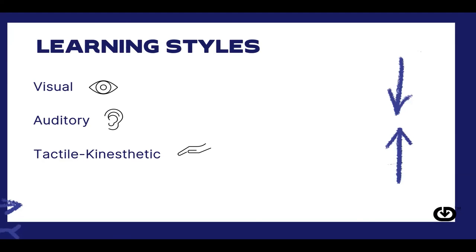Learning styles can be divided into visual, auditory, or tactile kinesthetic. So do you learn best by seeing things written down, maybe in pamphlets or online? Do you learn best by hearing, which could be by videos or just oral instruction? Or do you learn best by tactile kinesthetic, doing something with your hands?